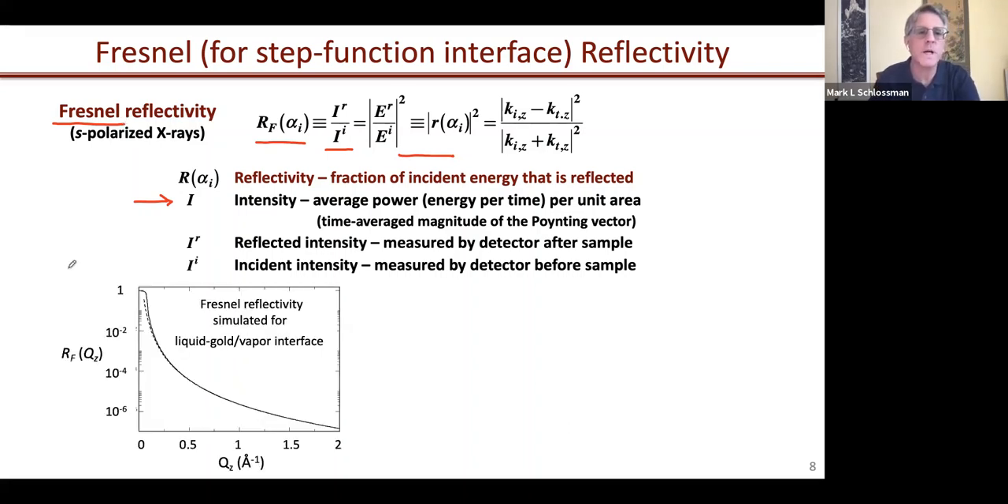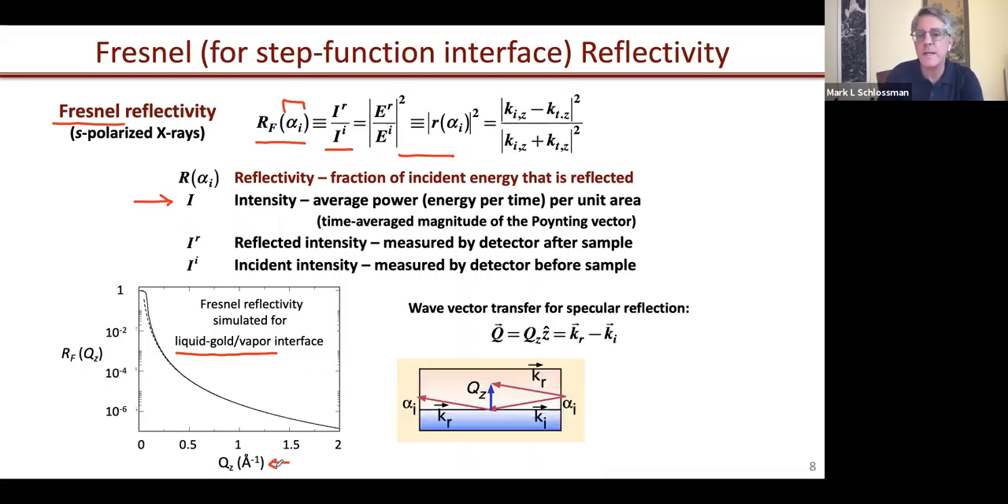Here I'm showing you what the Fresnel reflectivity looks like for a liquid gold vapor interface. Never let it be said that Chemat cars is cheap. So you can see that here I plot the reflectivity. It has a value near 1, then drops off rapidly. However, I plotted it not versus the incident angle alpha, which is what I had up here at the top, but I plotted it versus QZ.